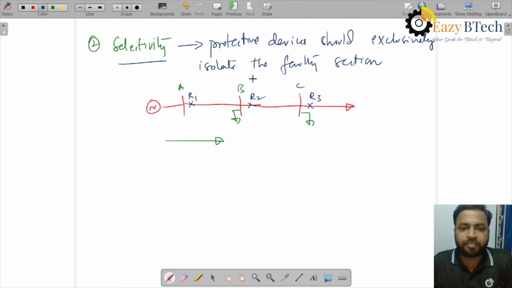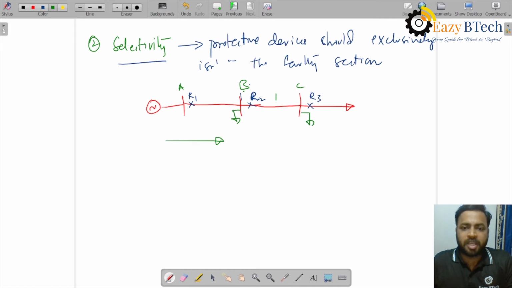If I take R2 as a reference relay, the relays on the right side of R2 are called downstream relays, and the relays on the left side of R2 are called upstream relays. So these are the downstream relays, and these are the upstream relays, if R2 is taken as reference. The same applies to the other relays as well. So for R2, R3 is the downstream relay, and R1 is the upstream relay.